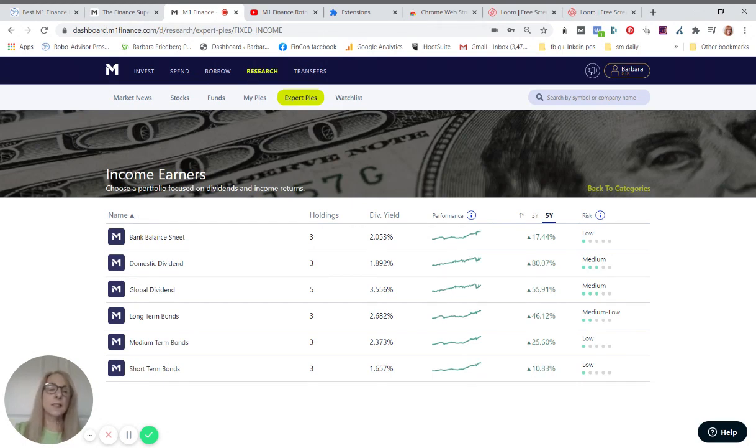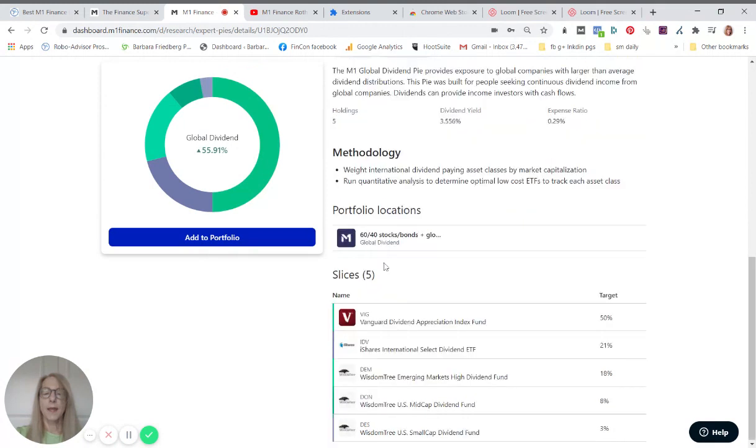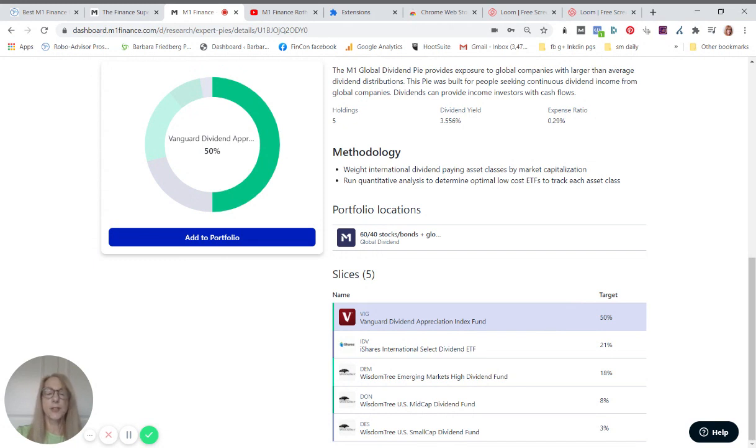These selected pies are for people that want a decent yield. And some of these also offer the opportunity for capital appreciation or growth in the value of their investments. I selected the global dividend portfolio to add to my investments. It has a current yield of 3.556%. Obviously, that will change with market conditions. Within this portfolio, there are different funds, so different exchange traded funds.